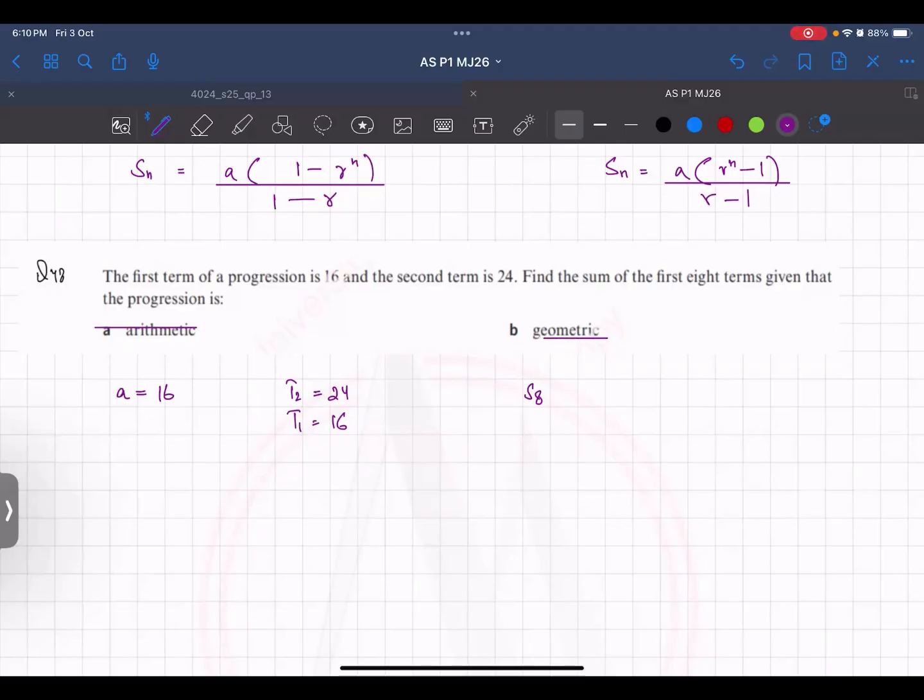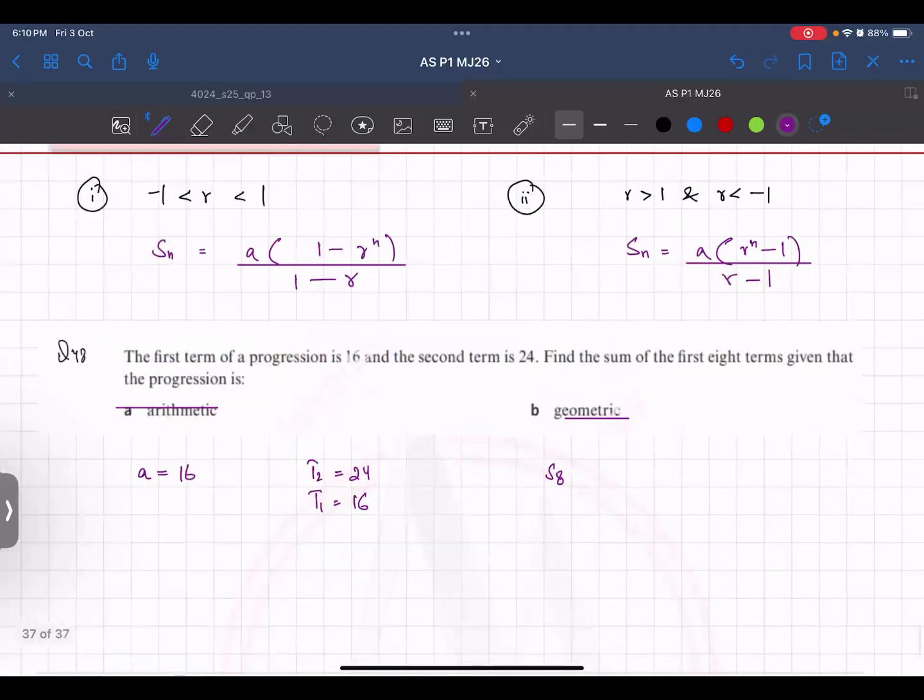So for a geometric progression, you will use the sum formula, either one of these two formulas. We have the value of a, we will need the value of r. So r is T2 upon T1, the ratio between the consecutive two terms. T2 is 24 upon 16, which equals 3 upon 2. So you can see the value of r is more than 1. 3 upon 2 is 1.5. So this means you will use this formula.